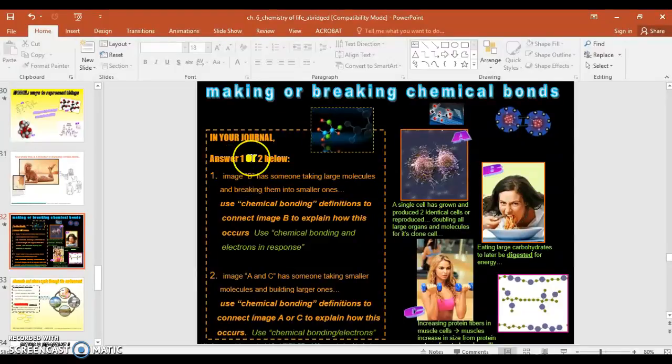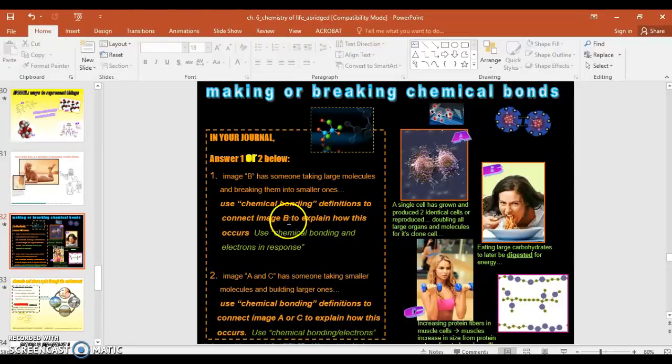The idea is that you have the choice of answering this one here or this one here, but not both. Don't worry about both. And in your explanation, you need to use the word chemical bonding and the idea of electrons. So we're trying to connect this idea that chemical bonds require an attraction to electrons of each atom. So each atom has electrons. Each atom is drawn to those because their nucleus is positive, and positive and negative attract, right?